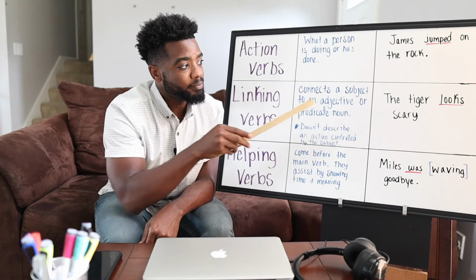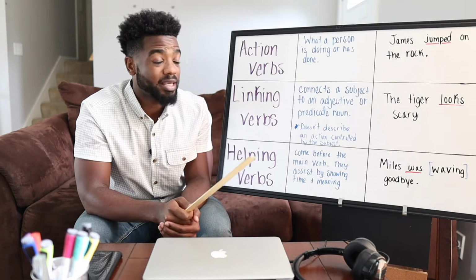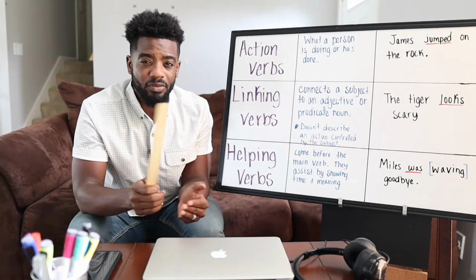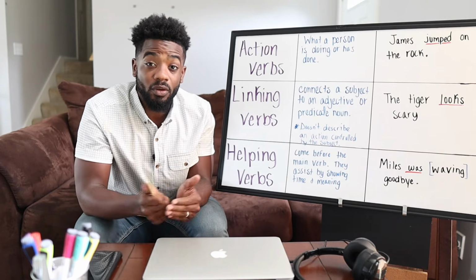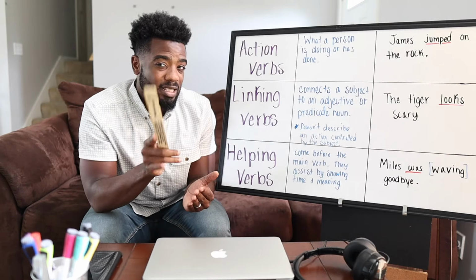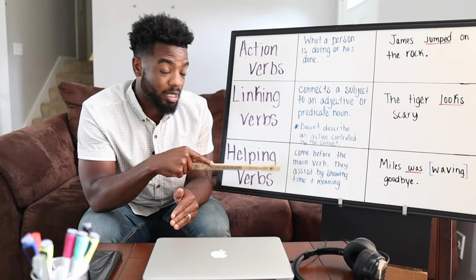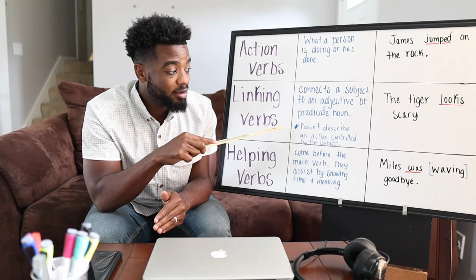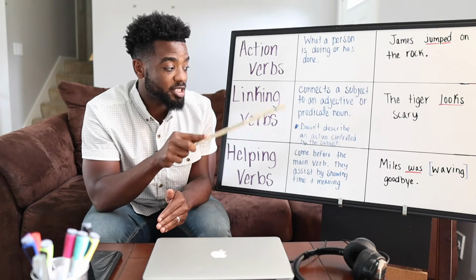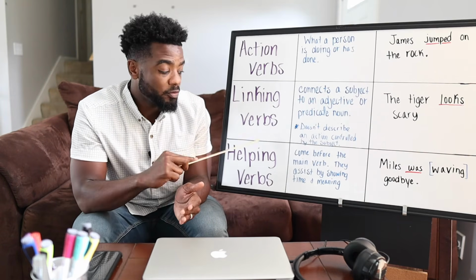Watch this example. The tiger looks scary. What's the verb in that sentence? Right, looks. Now, there's something that you have to pay attention about linking verbs because you can get linking verbs confused with helping verbs. A linking verb doesn't describe an action that is controlled by the subject. Let's move on to helping verbs.